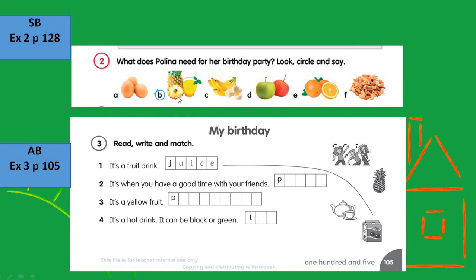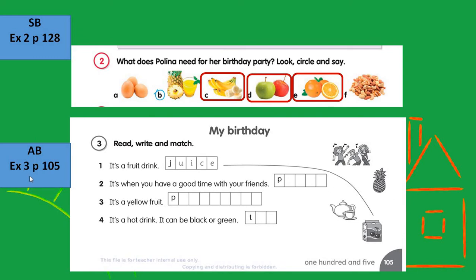So, the first is the pineapple juice. Next is C. Bananas. Next is D. Apples. And the last is, oranges. Right you are.